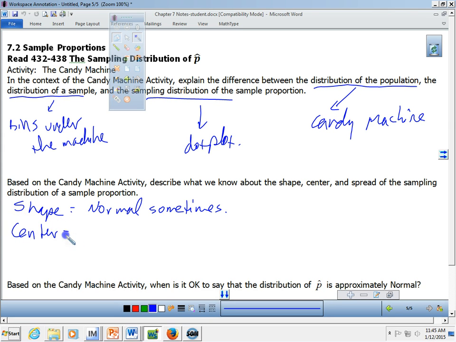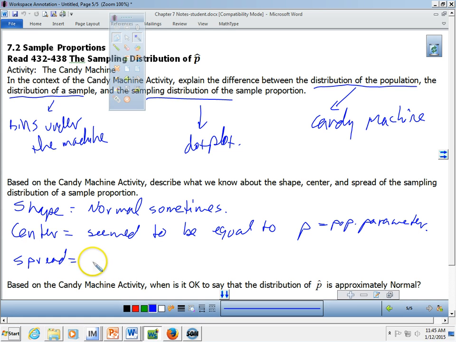The center always seemed to be equal to P, the population parameter. And the spread, in terms of standard deviation, seemed to depend on sample size and the population parameter, okay?